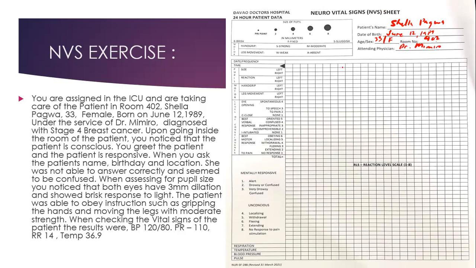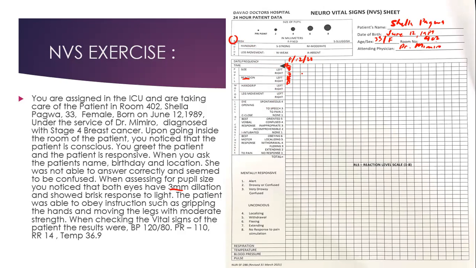Mimiro. So again, let's say 11 a.m. pa rin, 8/12/2022. So size of the pupil, both are 3 millimeters. So let's write 3. Alright? Then reaction, what reaction do we have? What letter will we write? Okay, type in the chat box. What letter will we write? We have letter B for brisk.